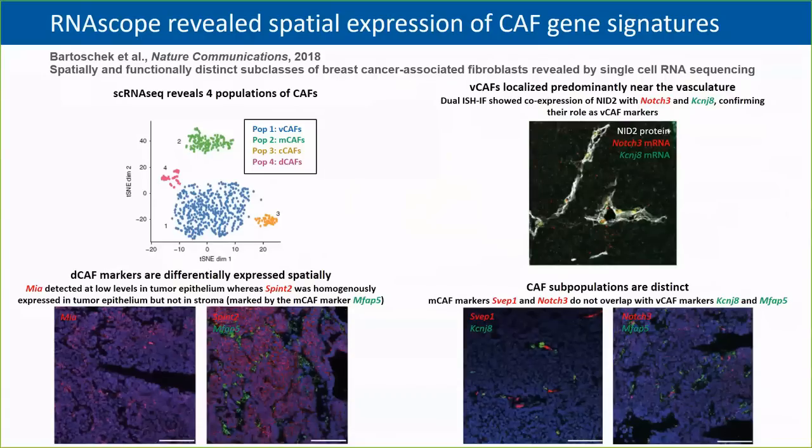For example, on the top right, using RNAscope for the VCAF mRNA markers Notch3 and KCNJ8 in combination with immunofluorescence for the vascular protein marker NID2 revealed that vascular CAFs are localized predominantly near the vasculature, attesting to their function. Furthermore, CAF subpopulations are distinct, as shown on the bottom right, with no overlap in signal between the extracellular matrix CAF markers and vascular CAF markers. This study reveals a previously unappreciated functional diversity within the tumor microenvironment that can aid in further development of tools for precision medicine.